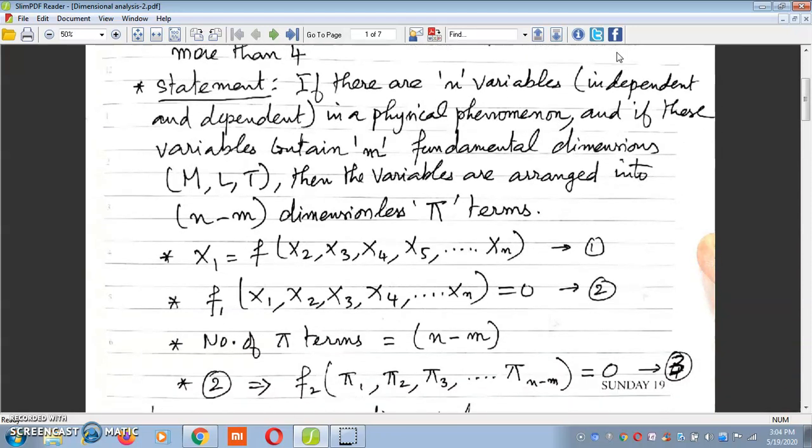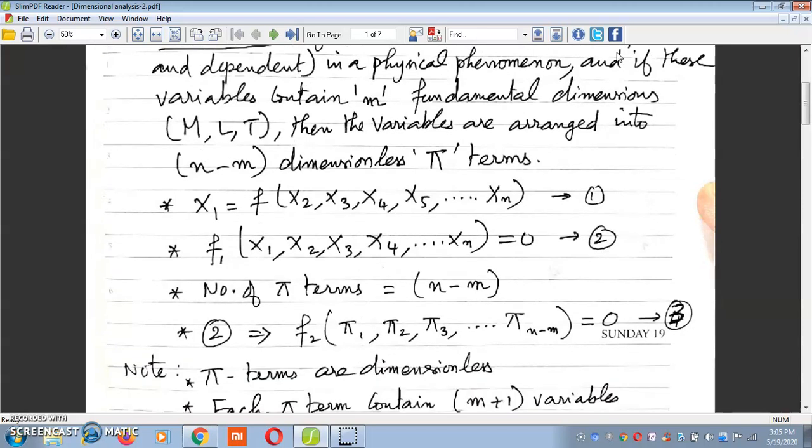Now I write equation 1 first. That is, the dependent variable is a function of the independent variables. That is, x1 is equal to a function of x2, x3, x4, x5, up to xn. Then I combine both the dependent and independent variables and write equation 2. That is, some other function f1 of x1, x2, x3, x4 up to xn is equal to 0.